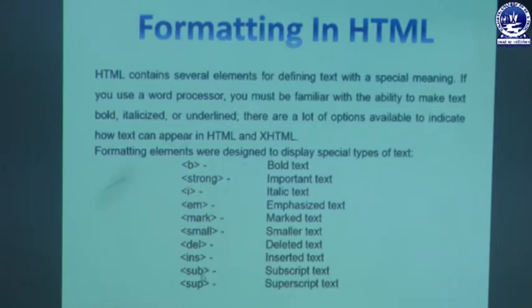So these are some of the formatting tags through which we can change the text appearance. B stands for bold text, strong stands for important text, I stands for italic text, EM stands for emphasized text, mark stands for marked text, small stands for smaller text, DEL stands for deleted text, INS stands for inserted text, SUB stands for subscript text and SUP stands for superscript text. So these are some of the tags through which we can format the HTML text, and these are the definitions. Now we will be discussing each and every tag briefly with an example.